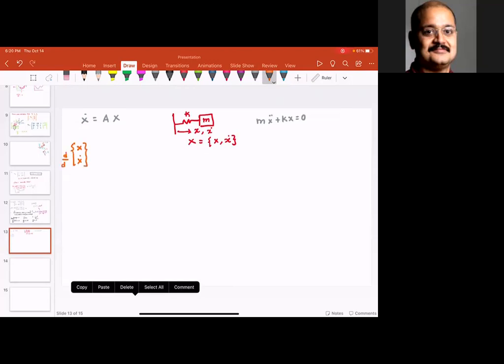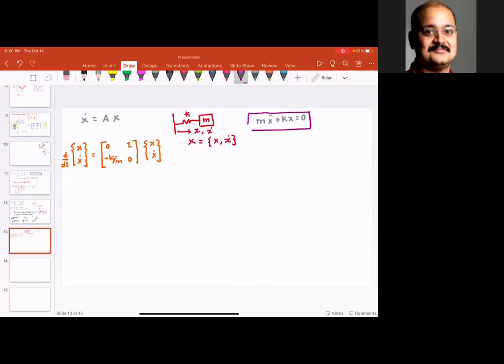d/dt of x, x dot equals [0, 1; minus k/m, 0] times [x, x dot]. So this equation can be written as this equation, and this is not the focus of the discussion, how to convert the second order equation into the first order equation.